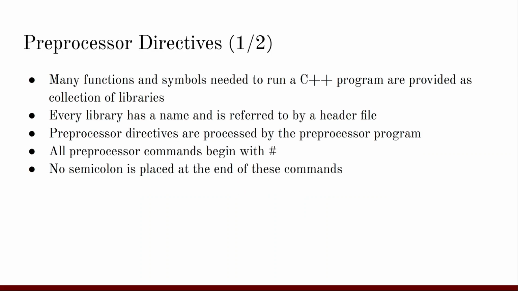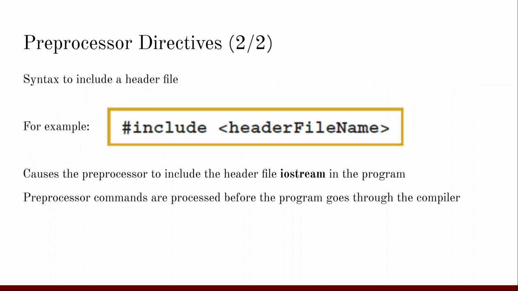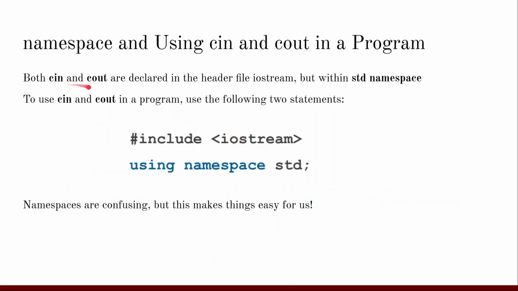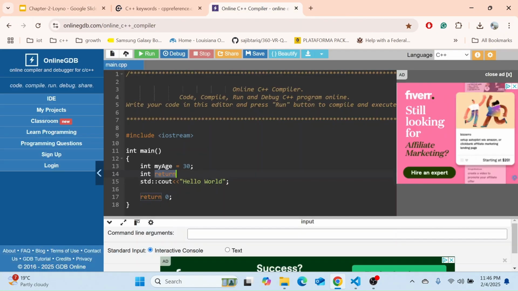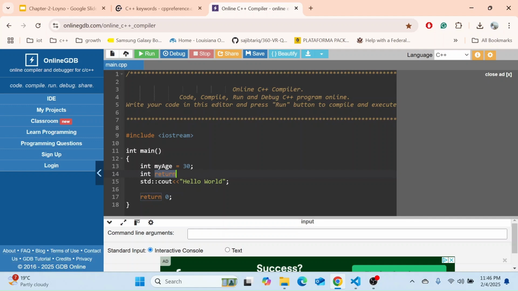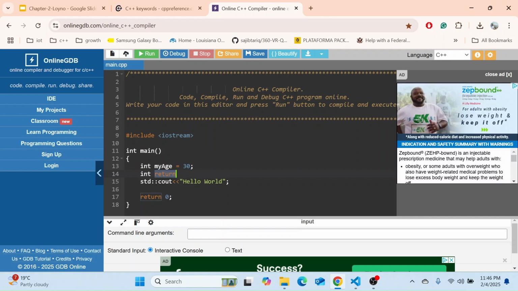All right, and we call this header section the libraries that we include inside the header section. These are called preprocessor directives, and to include those we use the keyword include and the name of the header files. And the most common one is input and output stream. And why do we use input and output stream? Because cin and cout are declared in the header file iostream, but within the namespace std. All right, and if we do not include this using namespace std, then we need to use this syntax: std colon colon cout and then hello world. It will print hello world.